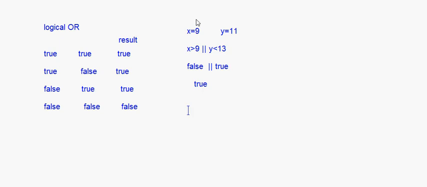Okay, same way, let's say x equal to 9 or y equal to 12. Now here this is true and this is false, but since you have an OR operator in between, the result is true, right? Obviously if both are true, the result will be true, and if both are false, the result will be false. So this is the logical OR, and these are the two things.